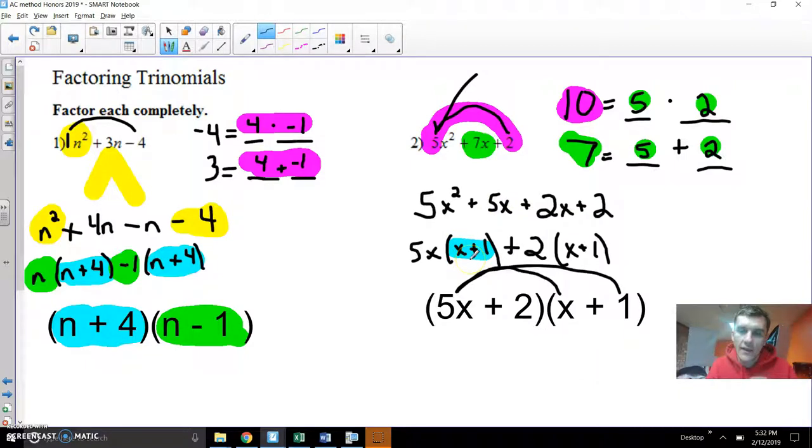So factoring is kind of like dividing. You're trying to find what 2 things would multiply to be what you started with. So it's easy just to check your work at the very end.